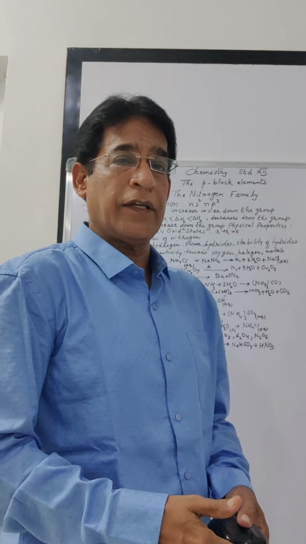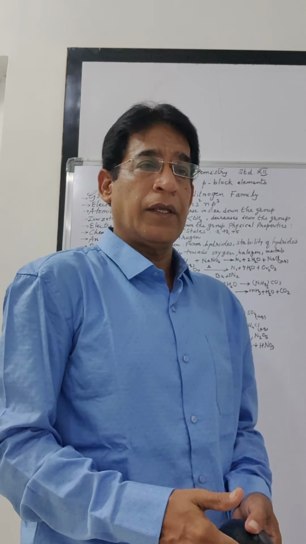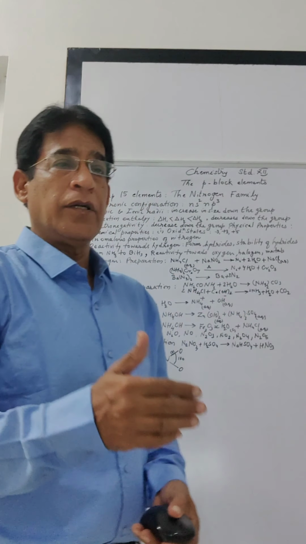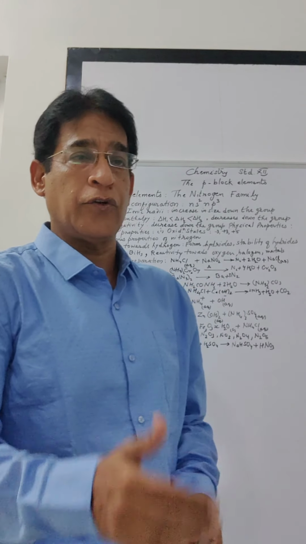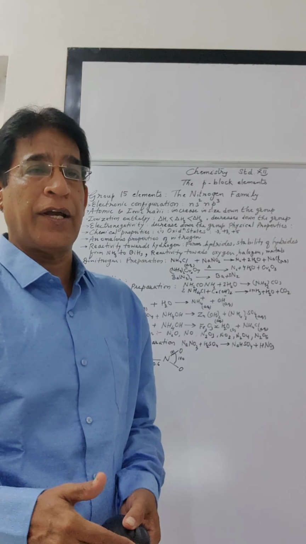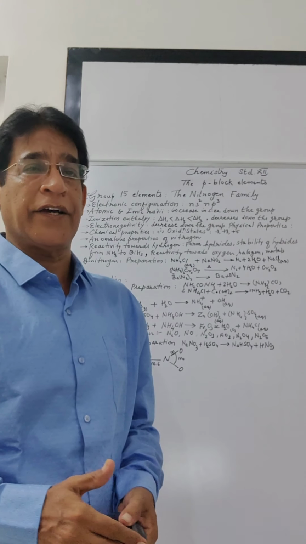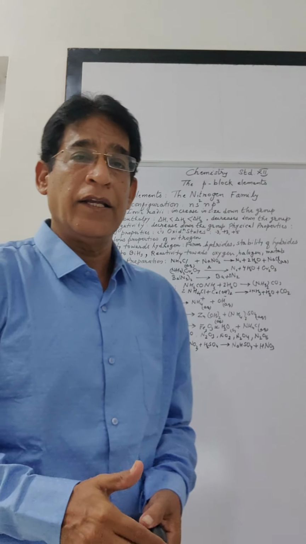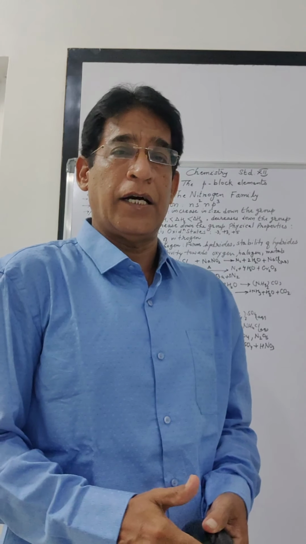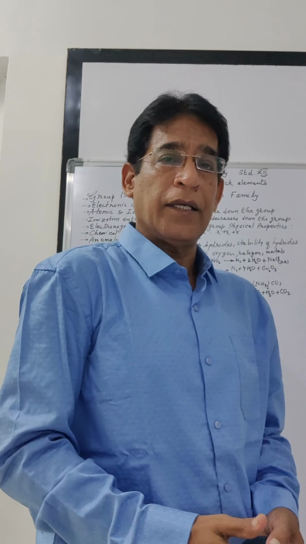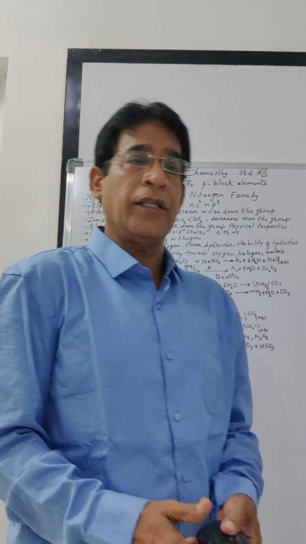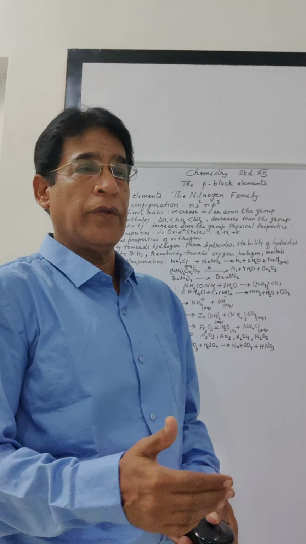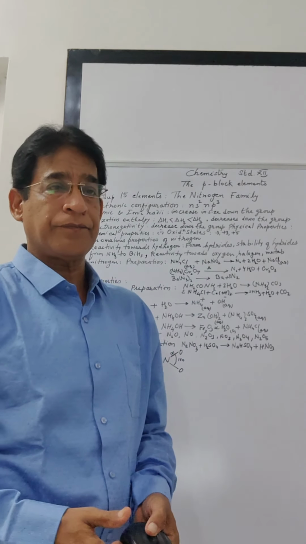The boiling points in general increase from top to bottom in the group, but the melting points increase up to arsenic and then decrease up to bismuth. Except nitrogen, all the elements show allotropy.